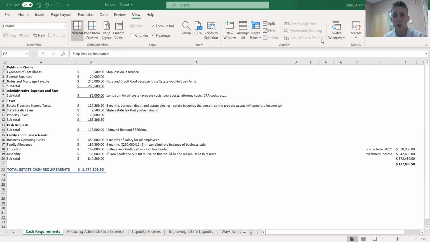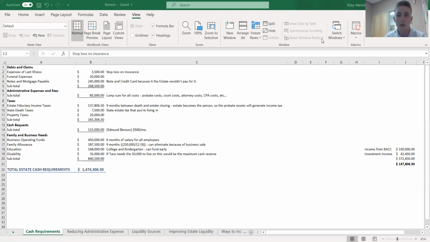So for estate fiduciary income taxes, we can take into consideration that there's typically 9 months between death and the estate closing. So we need to cover the cost of probate assets for those 9 months, as they will generate income tax through that time. We also include within this the state estate tax that varies depending on the state that you live in. And we also see property taxes on here as well.